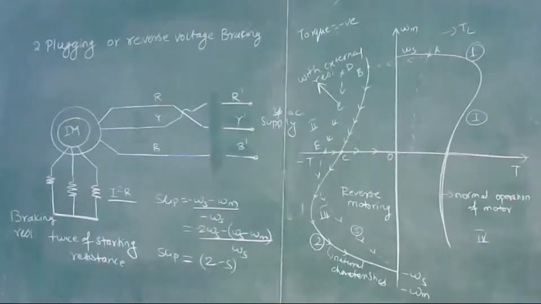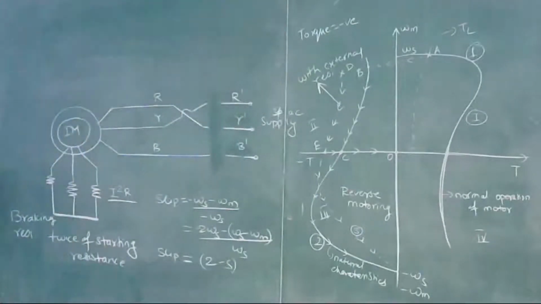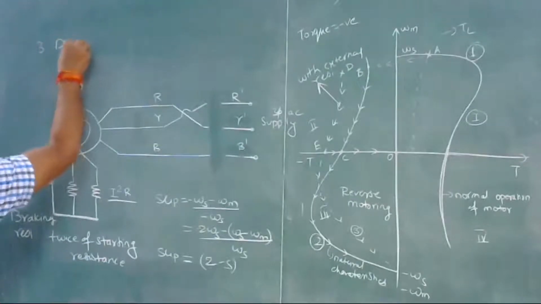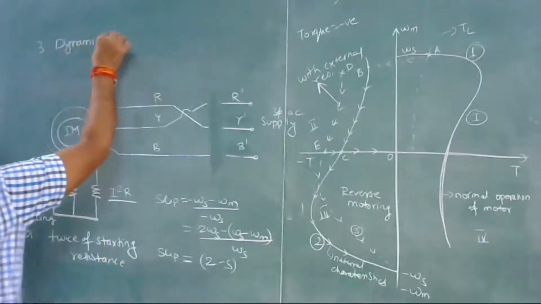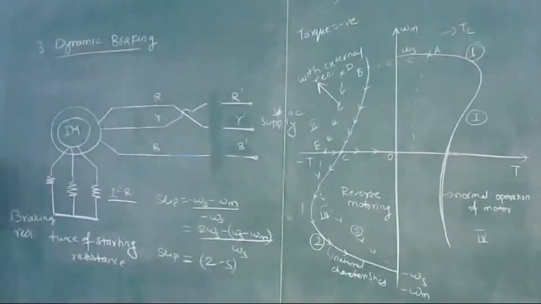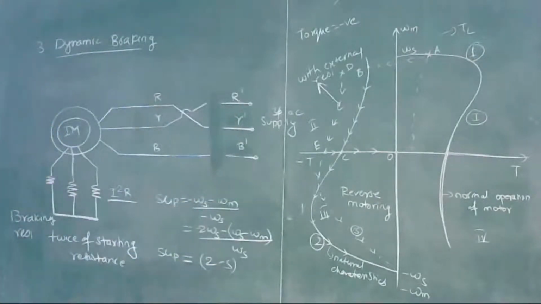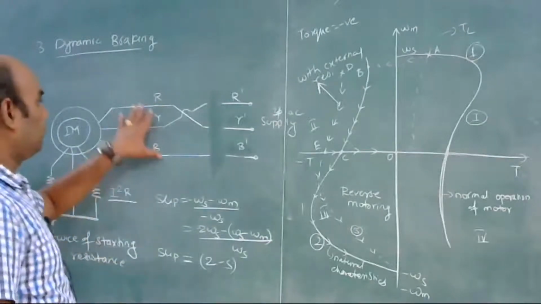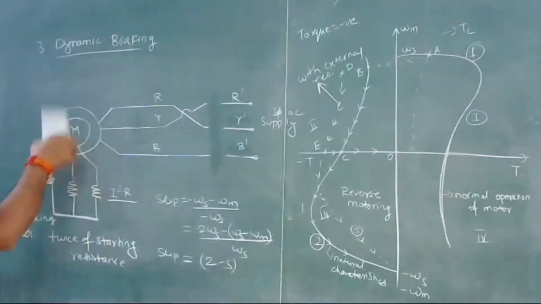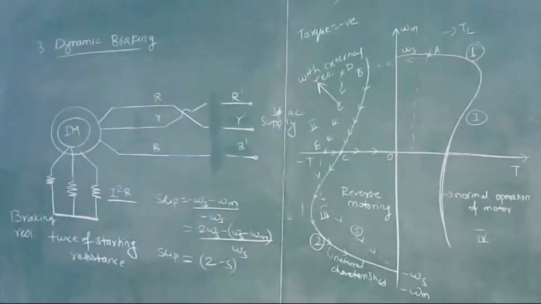Now we will move to the third braking, that is dynamic braking. In this case, the motor supply is disconnected. Motor terminals are disconnected from the motor supply, and the kinetic energy of the induction motor is dissipated in the braking resistance.